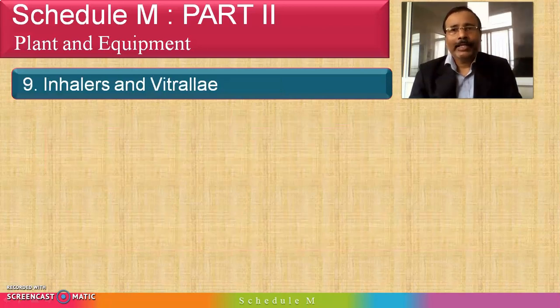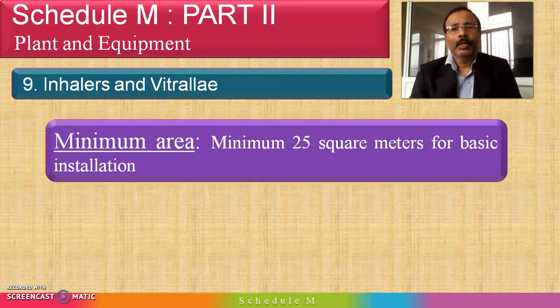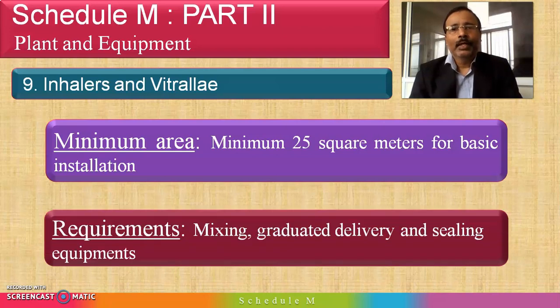Now focus on category 9, inhalers and vitrallae. Inhaler, the drug which is used for inhalation purpose, right? So now check out the minimum area which is required for inhalers, that is minimum 25 square meter for basic installation. This is the minimum requirement. Then the equipment which is necessary for the manufacturing of inhalers and vitrallae is mixing, graduated delivery and sealing equipment. So it requires mixing equipment, then graduated delivery, right?